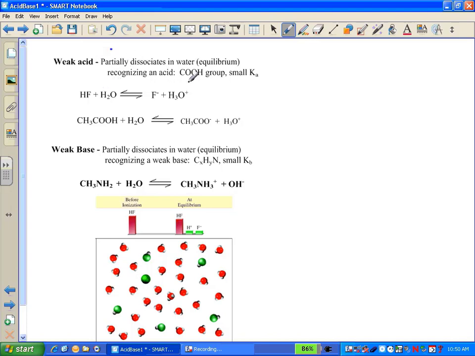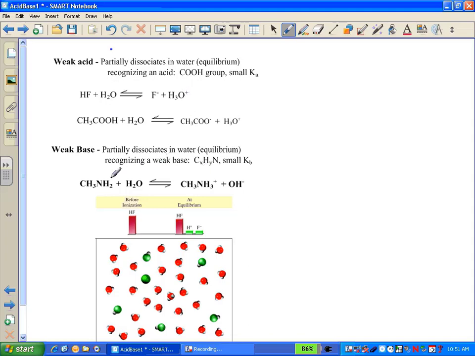So the way that you can recognize them is that they've got the COOH group, so organic acids tend to be weak acids. Okay? And hydrogen fluoride is another weak acid. It's not on the list. Okay? We'll discuss structurally why some acids are stronger than others. These are going to have equilibrium constants associated with them, and they'll have a small Ka value because the equilibrium does not go very far to the right.